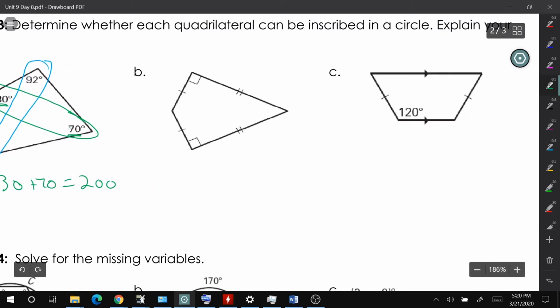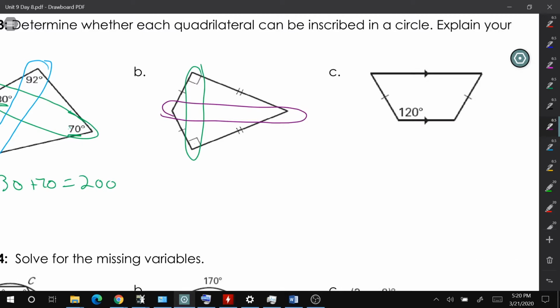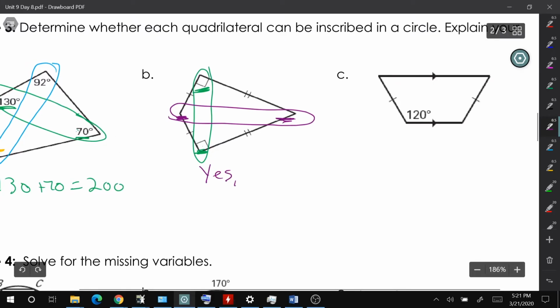Now in letter B, remember the boxes are 90, so that works. These two angles add up to 90. Now we don't know what these two angles are, but because this is a quadrilateral, we know all the angles have to add to 360. So if my two green angles here add up to 180, that means the two purple angles must also add to 180. So yes, the opposite angles are supplementary.